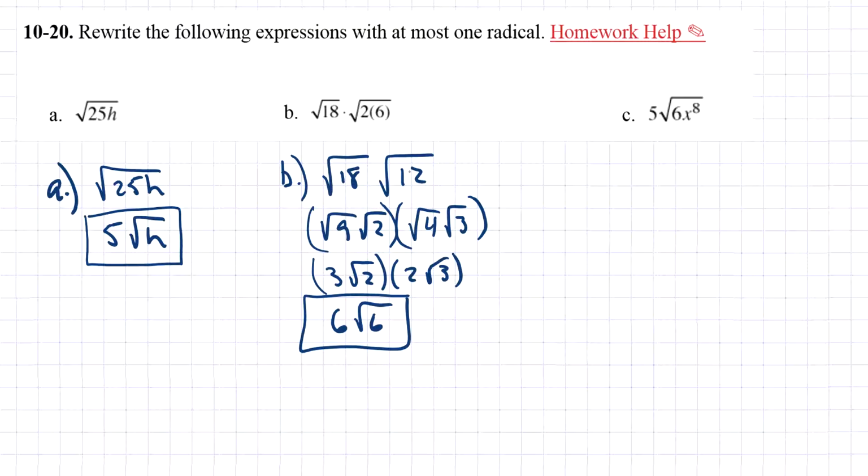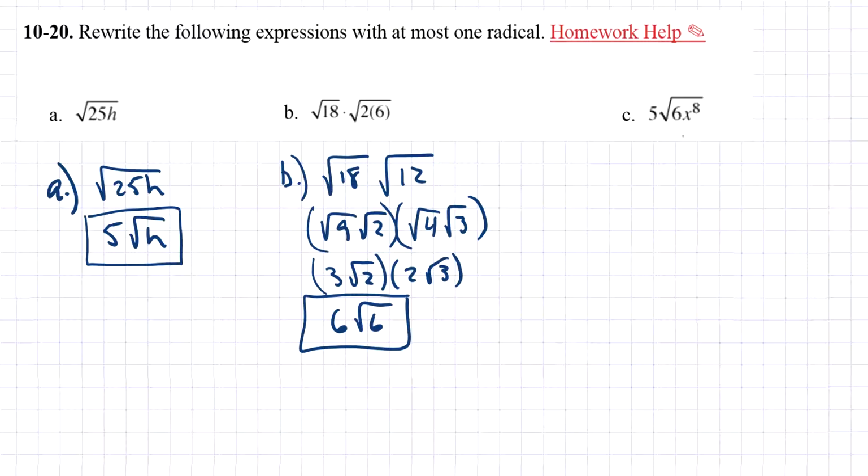Sometimes if you take 18 times 12, that will be a perfect square. I checked that, and it was 216, and I can't take the square root of it, so I took the square root of each one individually and then multiplied. Once I simplified each square root, then I multiplied them, and that works.